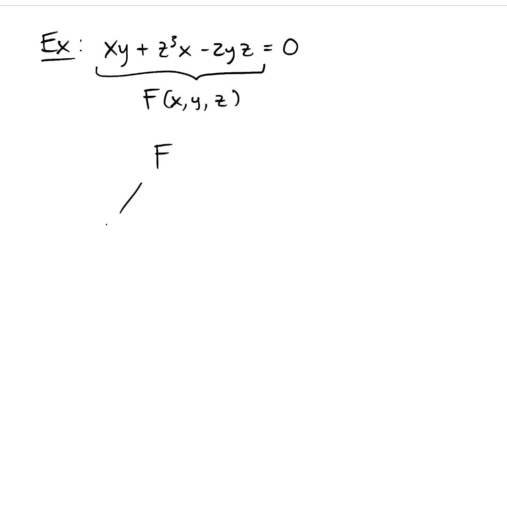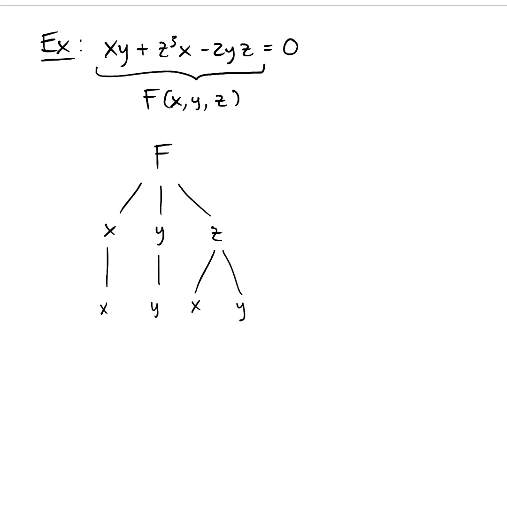Big F depends on x, y, and z. But you see, we're thinking of z as depending on x and y. Z is implicitly a function of x and y. And x is just a function of x. And I know that looks crazy. X depends on x, no kidding. And y is just a function of y. And z is a function of x and y.